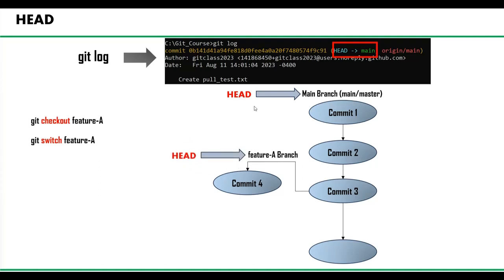Until you check out or switch to your new branch, the HEAD is still pointing to the default branch. So in order to change the pointer of the HEAD to your new branch, you need to use the checkout or switch commands. That's it. So now let's go to the terminal environment or a command prompt environment to see how this actually works. Until then, keep exercising.